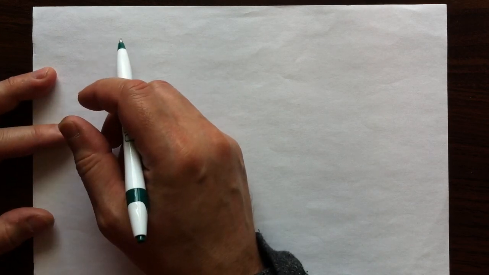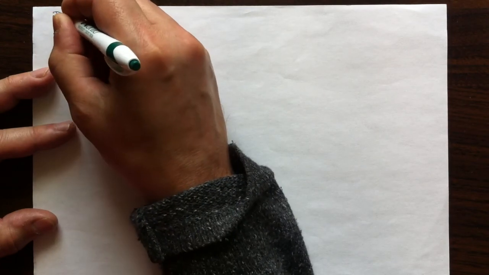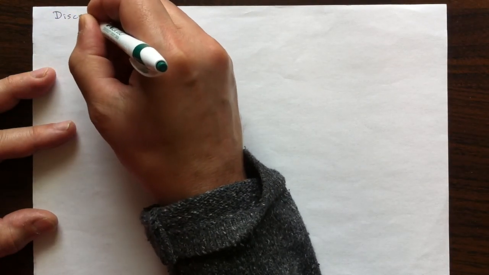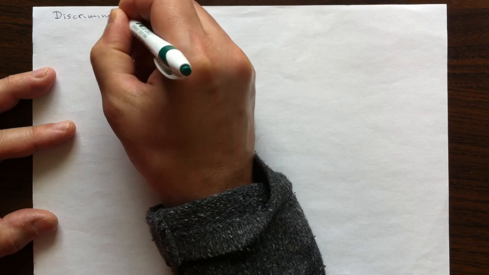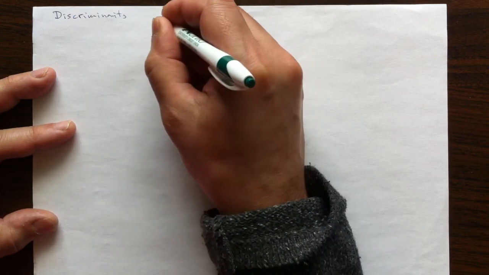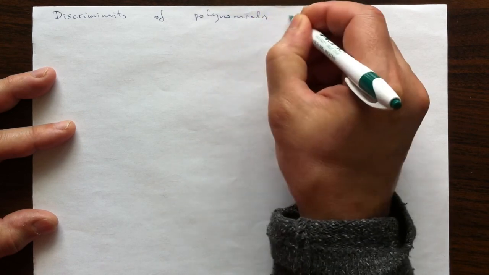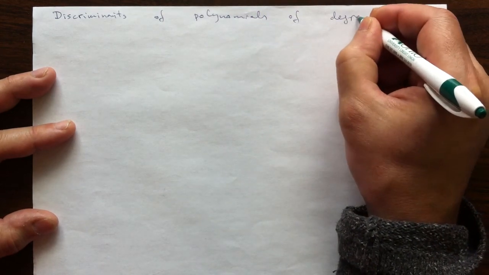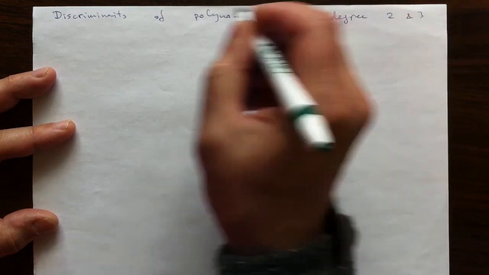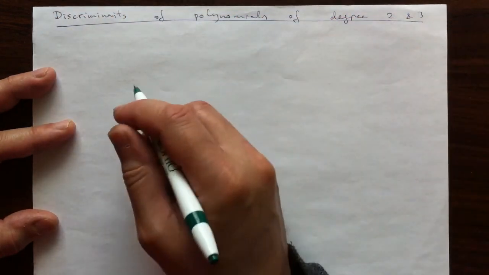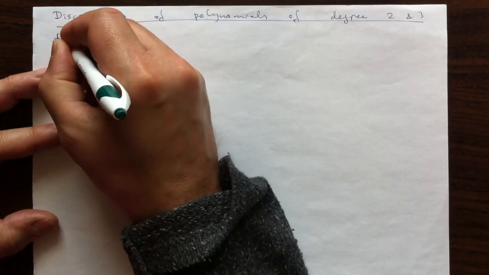Hello, here we will use the main result on the symmetric polynomials to figure out the answers for the discriminants of polynomials of a small degree. I'll start warming up with the quadratic case.